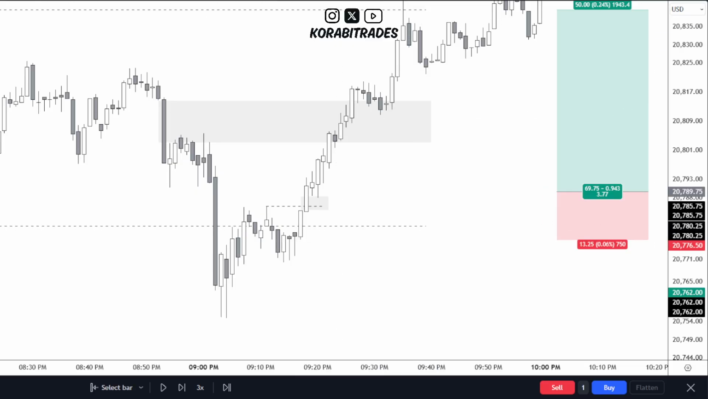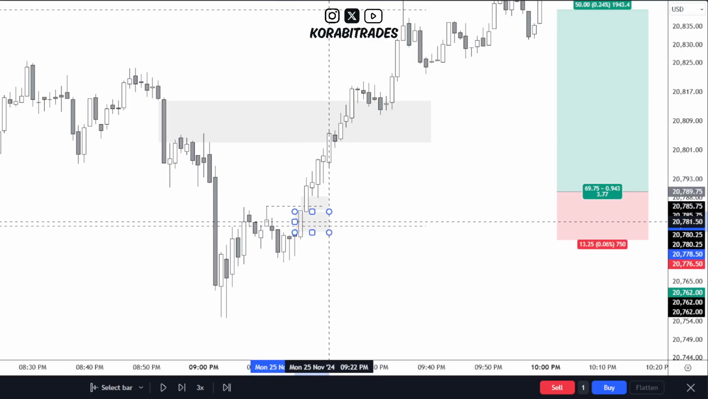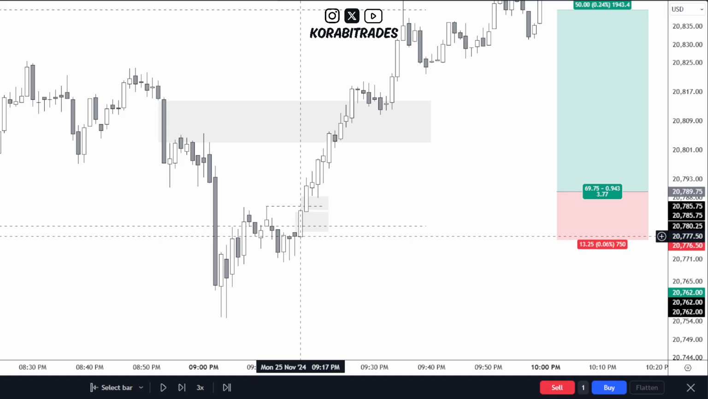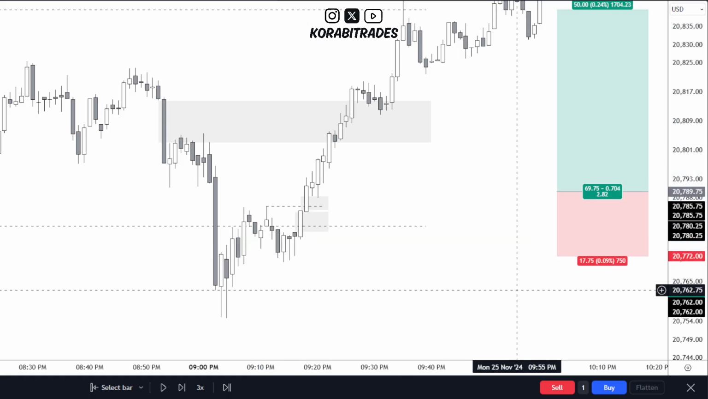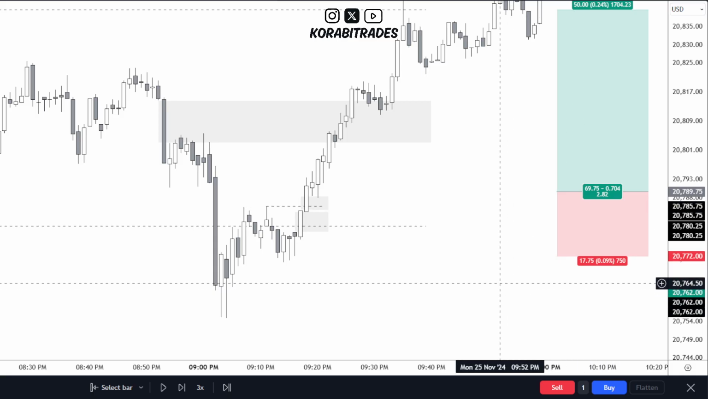Now, is it okay if we retrace to here? Yes, absolutely fine. If we retrace to this fair value gap here, that's completely fine. Just have maybe your stop a little lower at 18 points, which is still in my range. So it's around a 2.8 R.